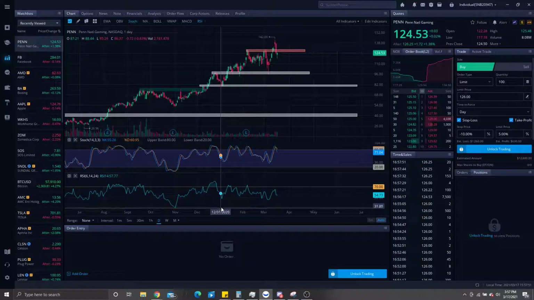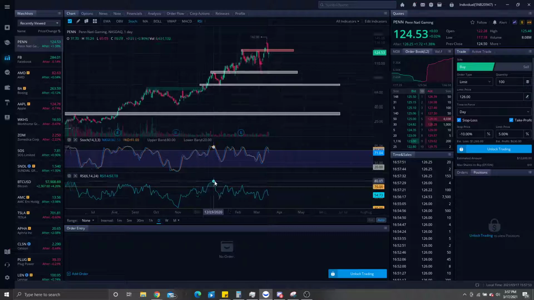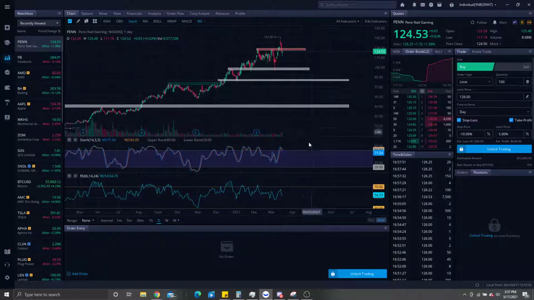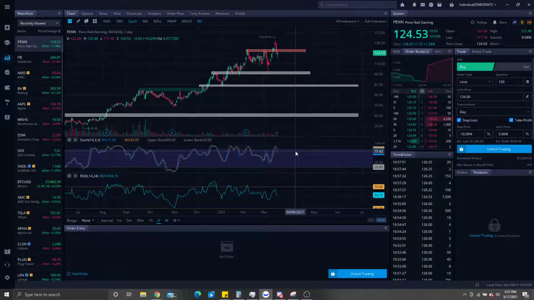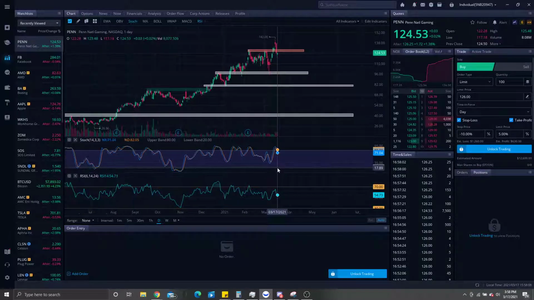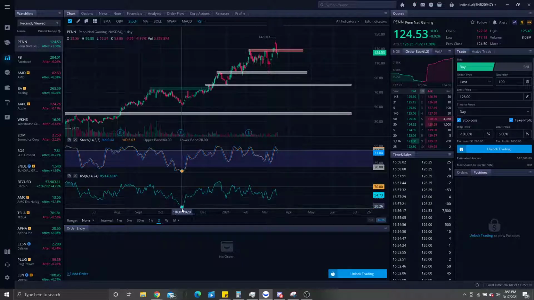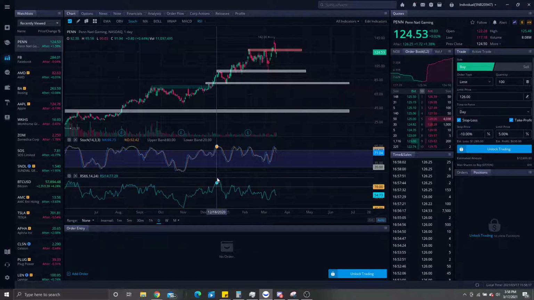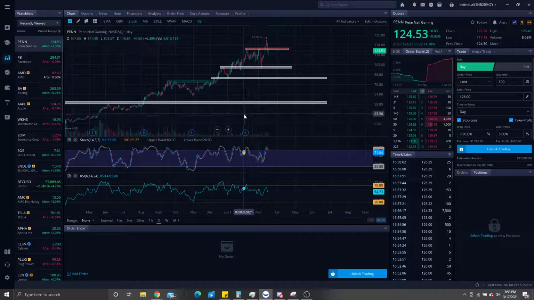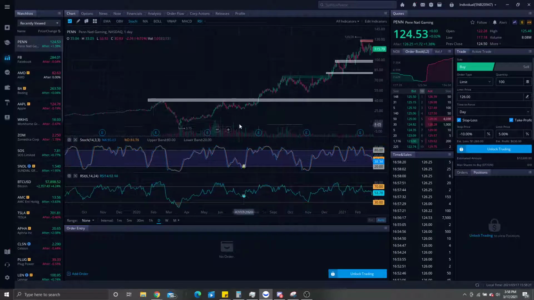Let's just say, oh, I'm sorry, I should explain these for people who do not understand at all. Basically, stochastic, you see this blue box, outside of it, 80 and above is considered overbought, and 20 and below for a stochastic is considered oversold. RSI, 30 and below is considered oversold, 70 above is considered overbought. So we can use these two indicators to add to this strategy.